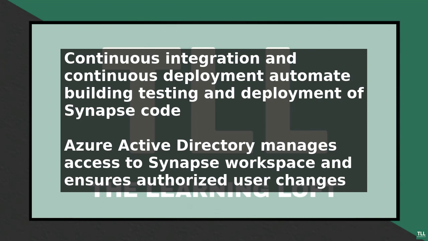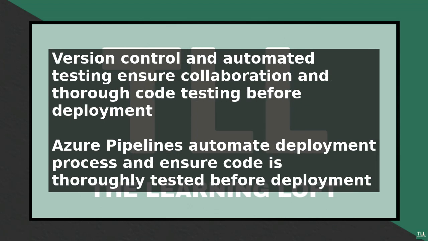In terms of best practices, it's essential to use version control to track changes to your Synapse code and collaborate with other team members. You should also use automated testing to ensure that your code is thoroughly tested before it is deployed. To get started with Azure Synapse DevOps integration, follow these steps.